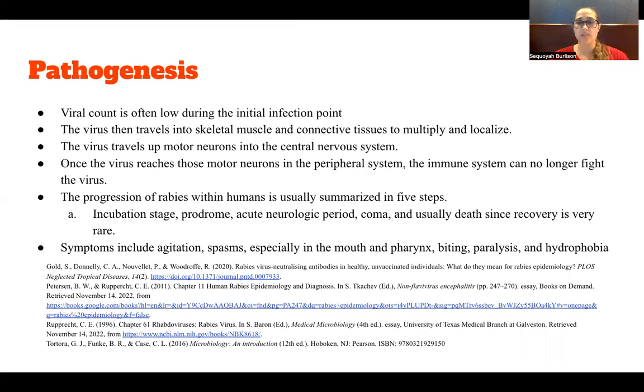This period is also known as the incubation period. During this time, there's on average 30 to 90 days of the virus just replicating without any sort of immune response. After this, the virus then reaches the motor neurons where it can travel up the peripheral nervous system and into the central nervous system. Once it reaches the central nervous system, that's when symptoms start to evolve, and by then it is too late to treat. And 99% of the cases end up with death because this is a fatal disease.